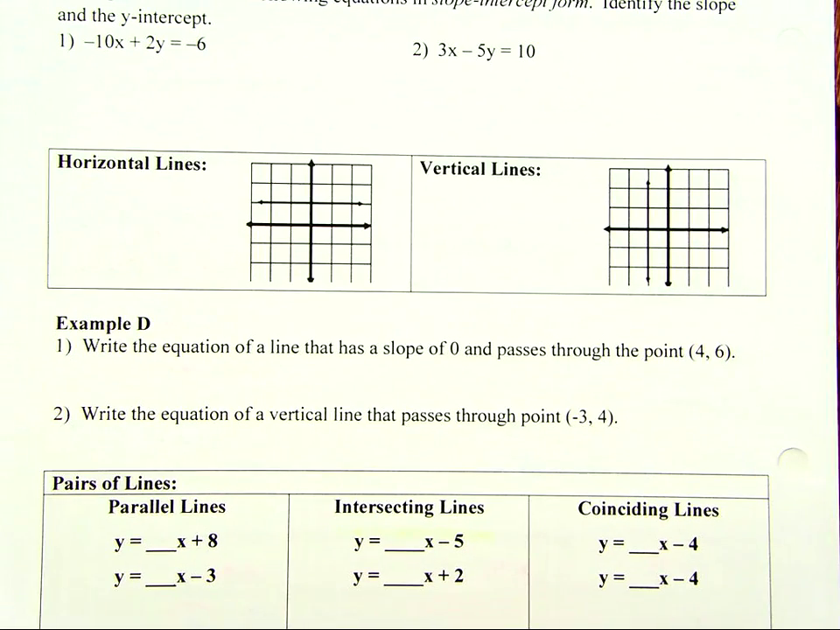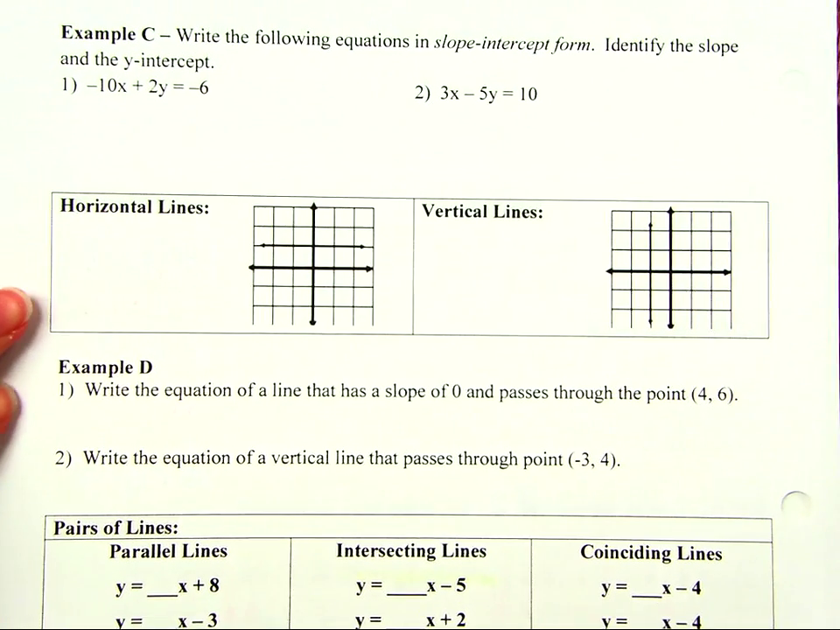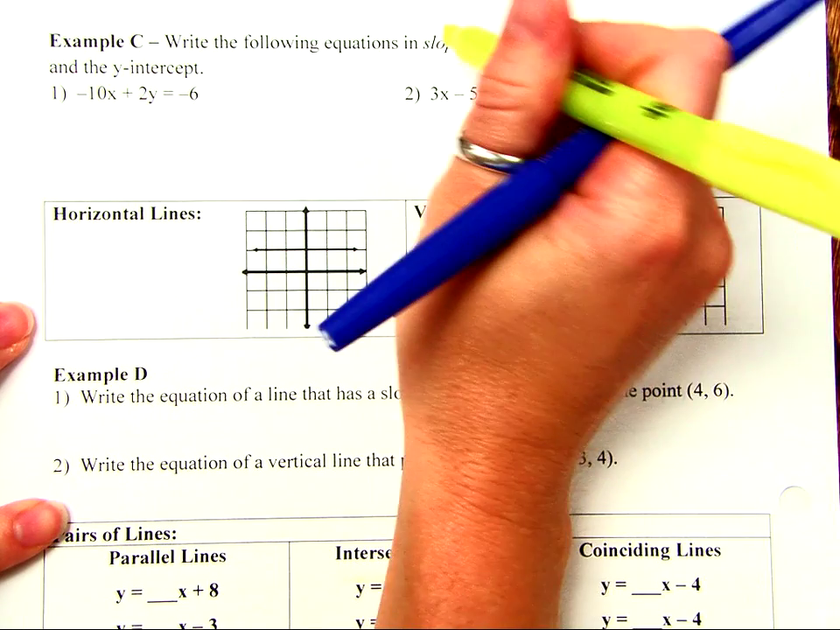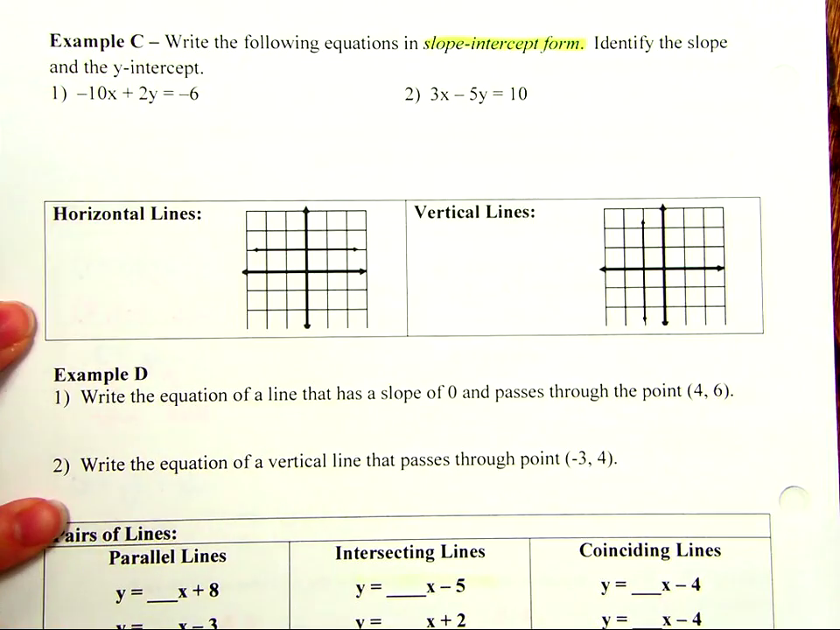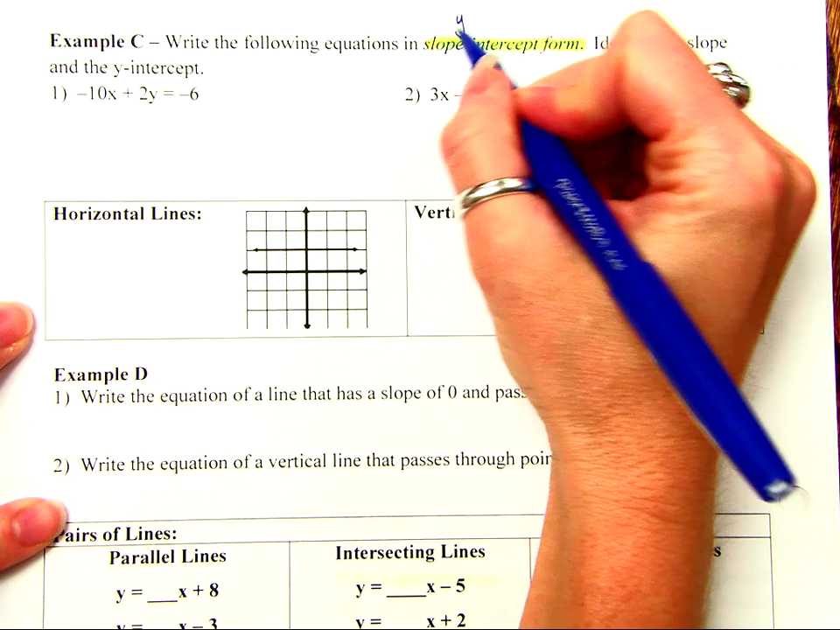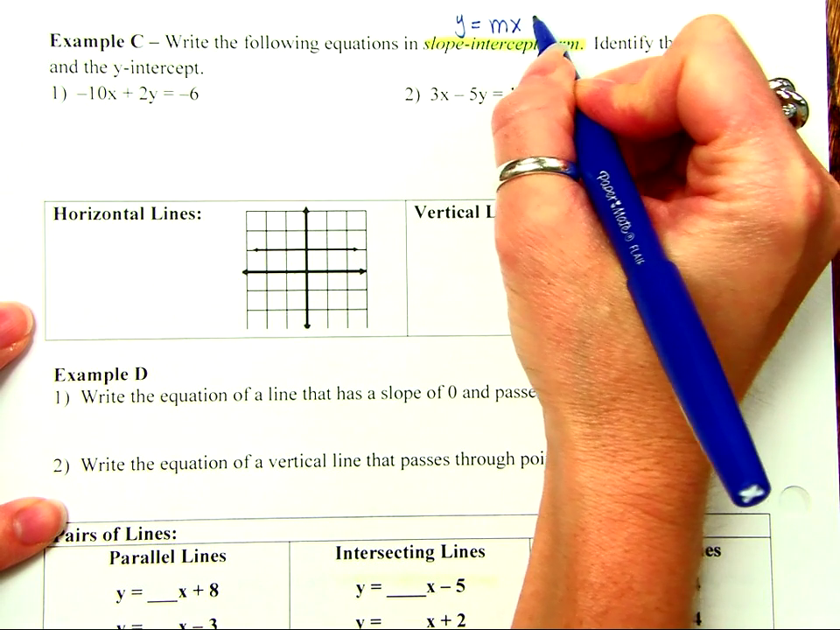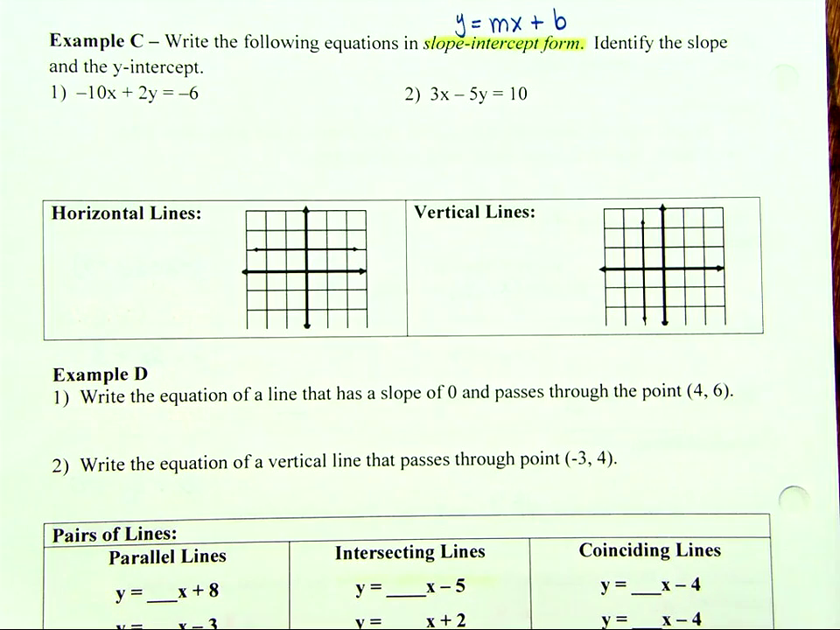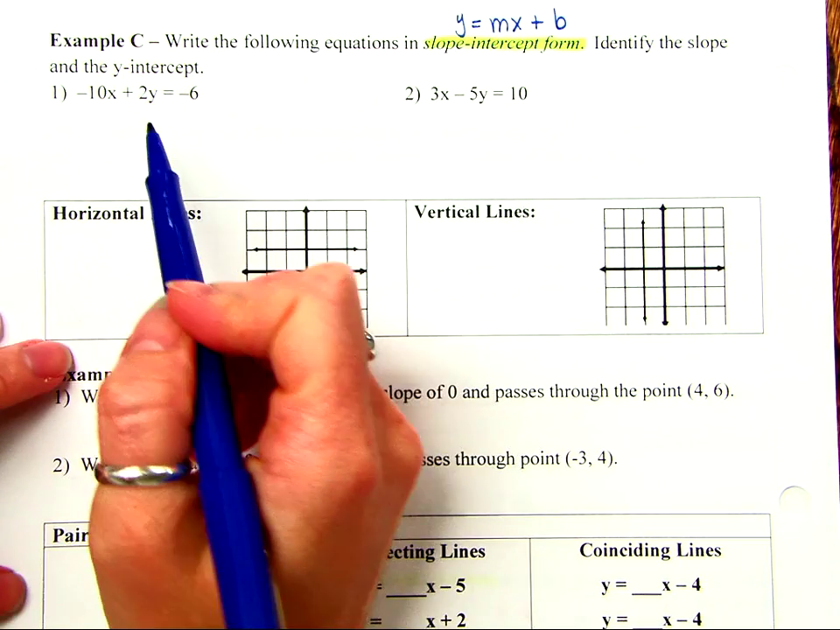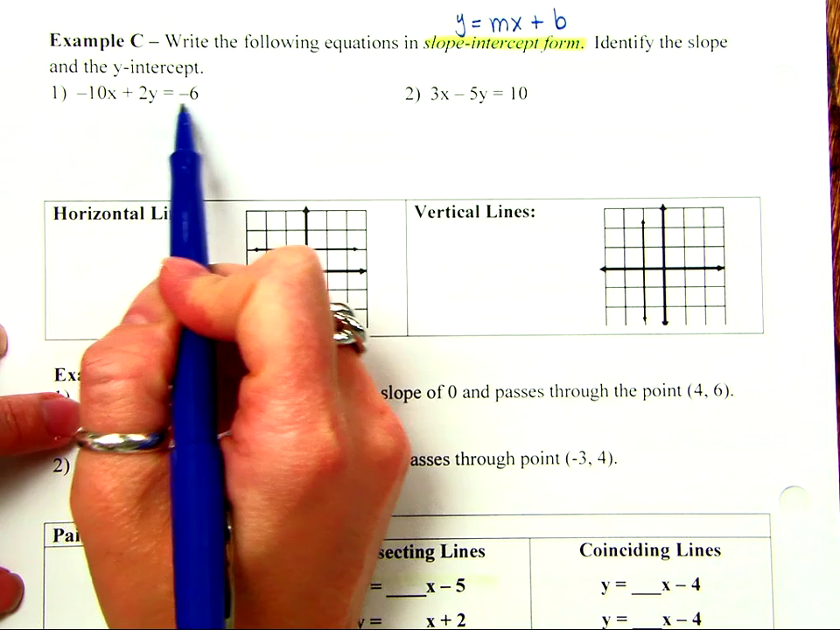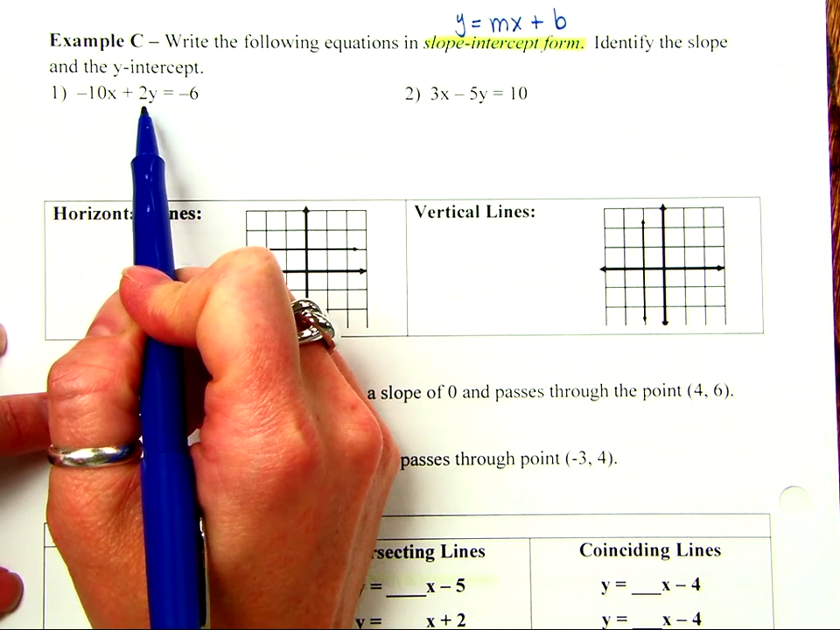On the back side, taking a look at example C, I'm still writing my equations. They again want me to write in slope-intercept form. And so we are reminding ourselves that is y equals mx plus b. And as I look, number 1, it tells me that negative 10x plus 2y equals 6. So in order to get this into slope-intercept form, I need to get y by itself.